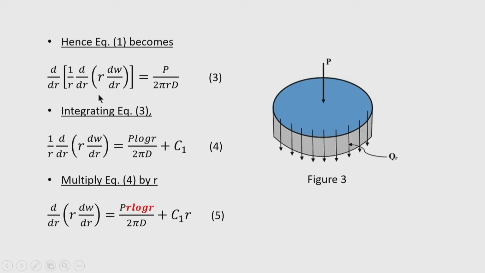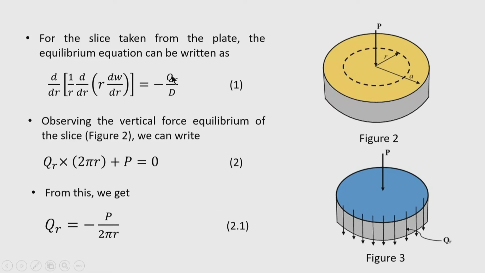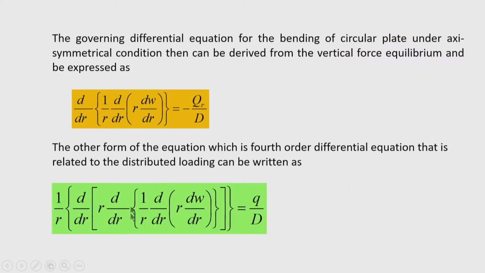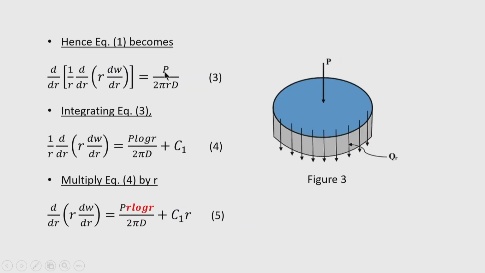Now, in order to do this, I substitute this Q_r with minus P divided by 2 pi r. So, this equation now becomes d/dr[(1/r) d/dr(r dw/dr)] equal to P divided by 2 pi r D. So, this equation is actually the shearing force equation, and that has to be integrated to extract the deflected surface W. Now, the steps are underlined.